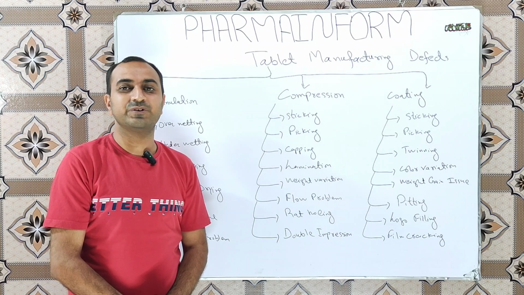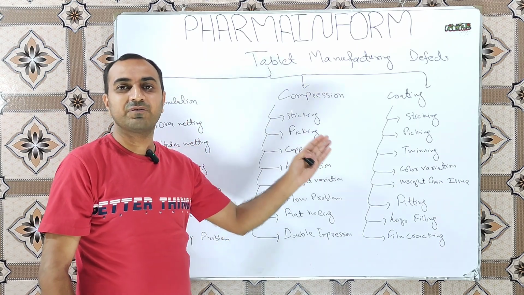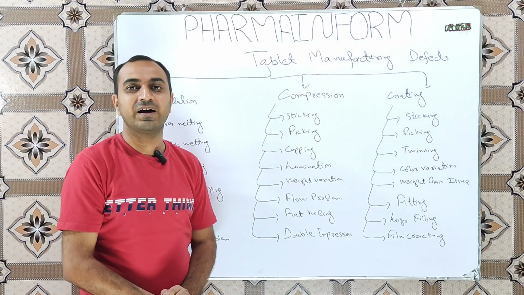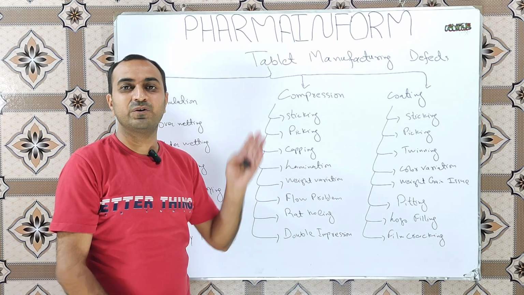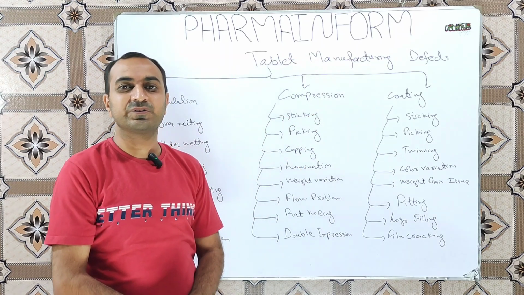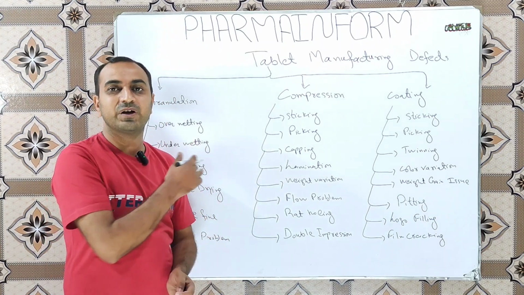Tablet manufacturing consists of three main steps. First one is the granulation, second one is the compression, and third one is the coating. And we will discuss all the defects which we may observe during the granulation, compression and tablet coating. We will also discuss their reasons and remedies. So let's start from the granulation.